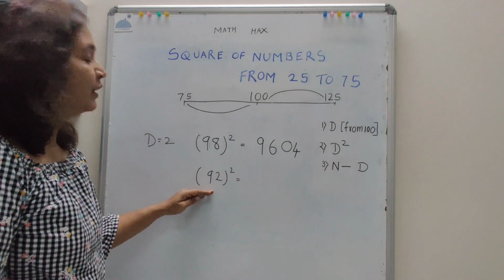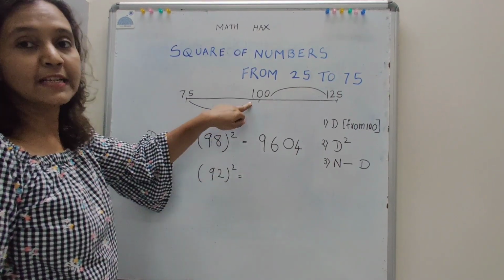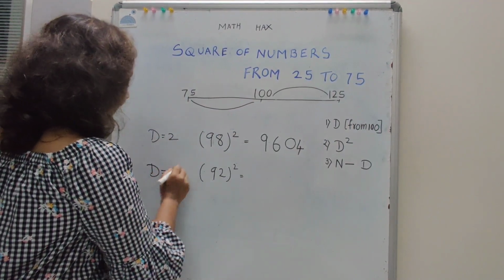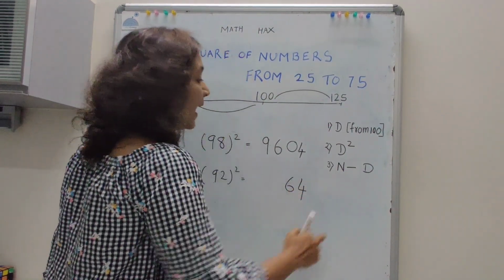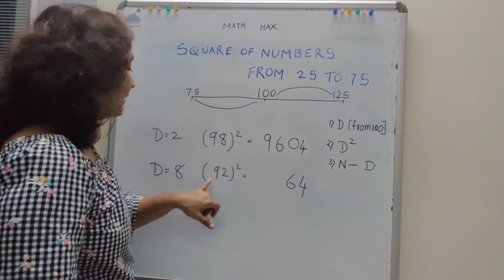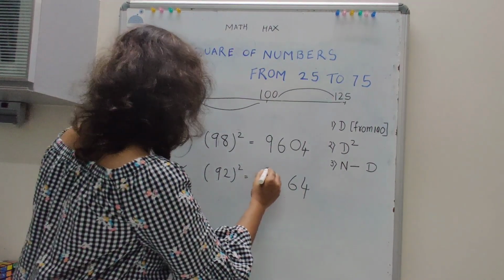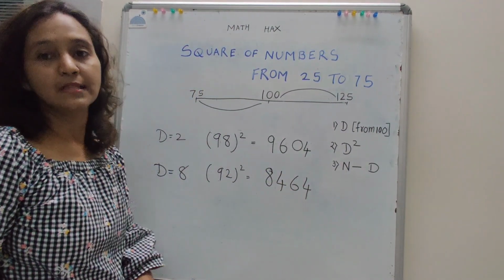And for the next example, square of 92. So 92, how far is it from 100? The difference is 8. Square of 8, 64. And now this difference you'll be subtracting from the number. So 8 subtracted from 92 and that becomes 84. So your answer is 8464.